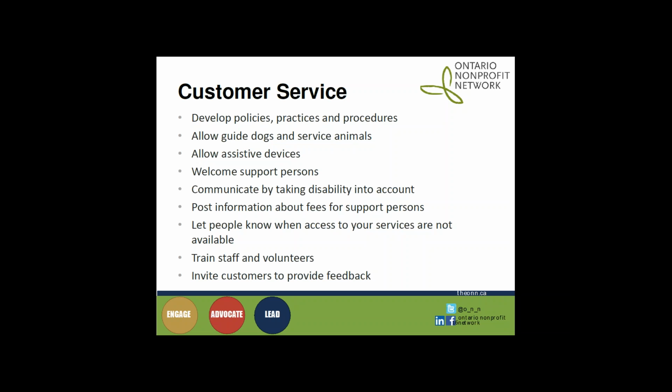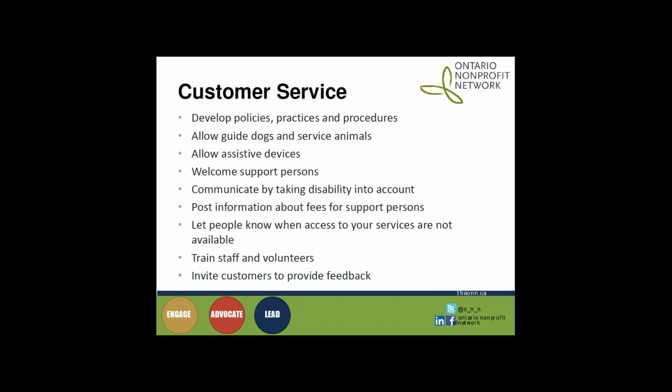Now there may be scenarios where you have a staff person or a volunteer and they are not sure how to handle the situation. Maybe somebody with a disability is needing assistance, they're requiring accommodation, and they're not quite sure how to handle it. Part of what you need to do is let those people know where to go to get help. Should they go to a manager, a supervisor, and that kind of thing.